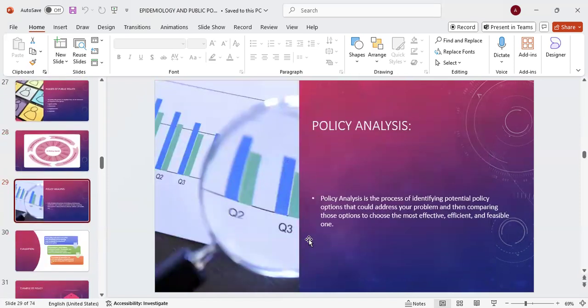Policy analysis: the process of identifying potential policy options that could address your problem and then comparing those options to choose the most effective, efficient, and feasible one.